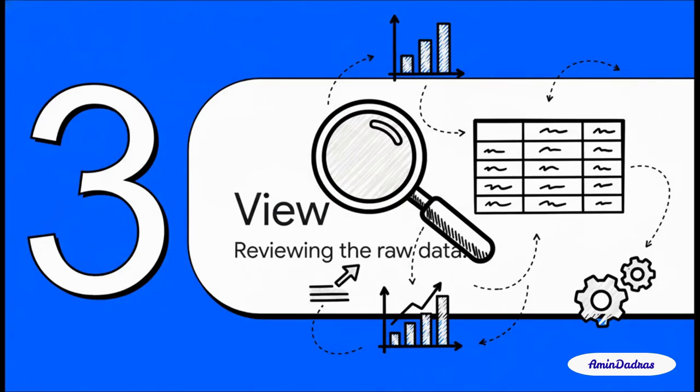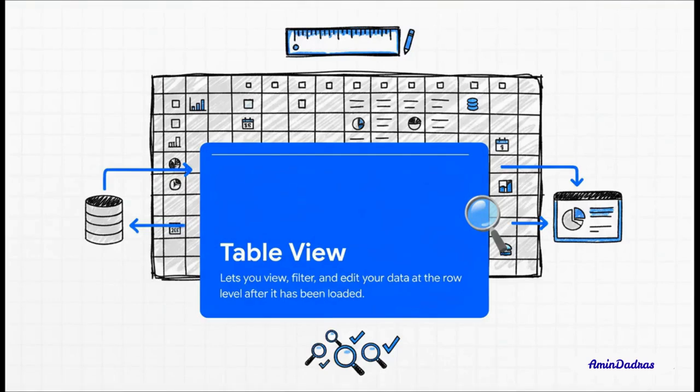Okay, the data is in. Now what? Well, we can't just assume it came in perfectly. We need to go look at it. This is where we head over to the table view, our command center for getting that first up-close and personal look at our raw data. So what is this table view? It's exactly what it sounds like. It's basically a big spreadsheet grid right inside Power BI. It shows you all your columns, all your rows, and lets you scroll through your data at the most detailed level to spot check for any obvious issues.